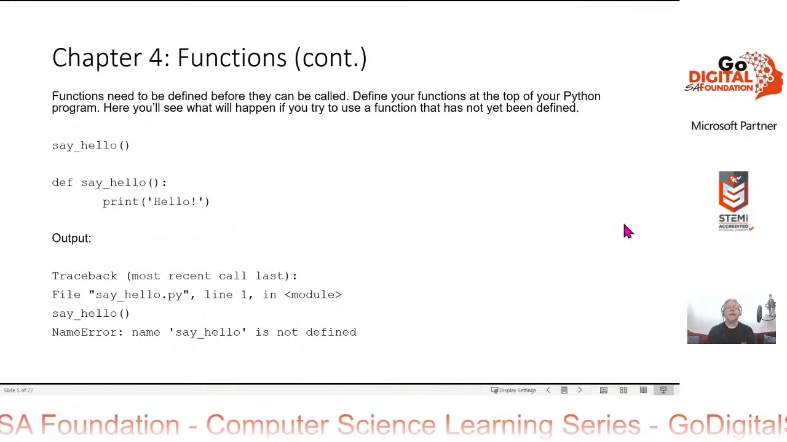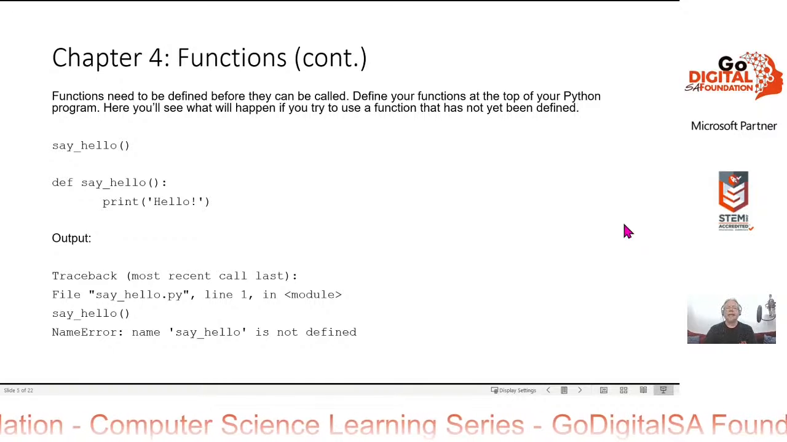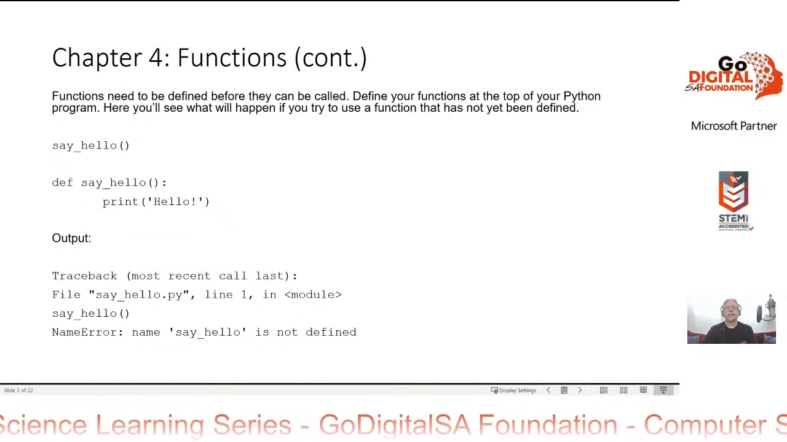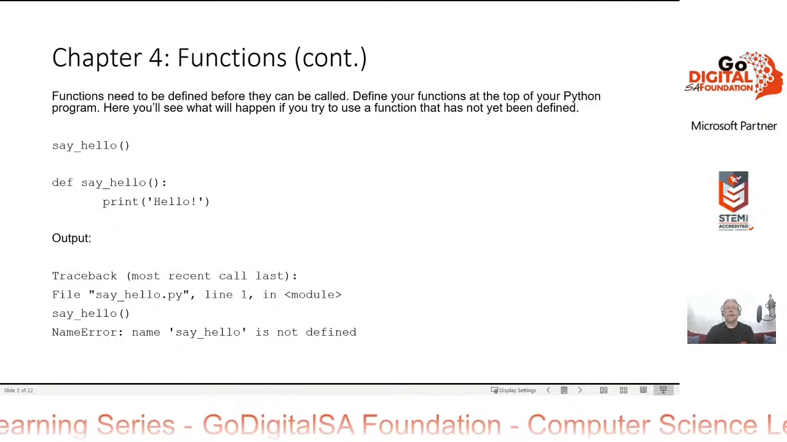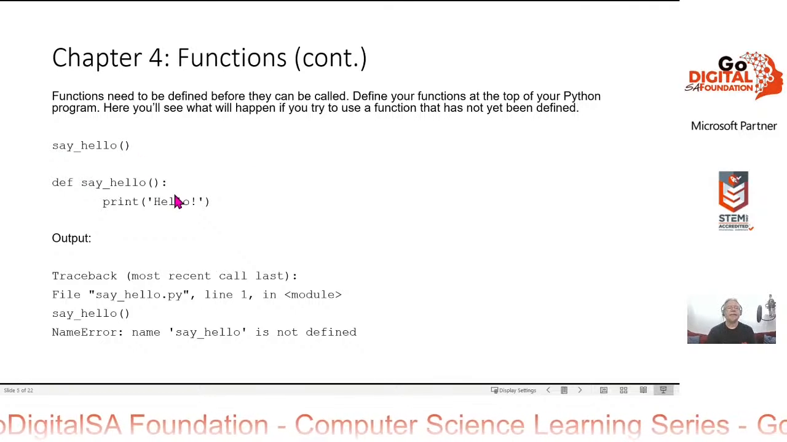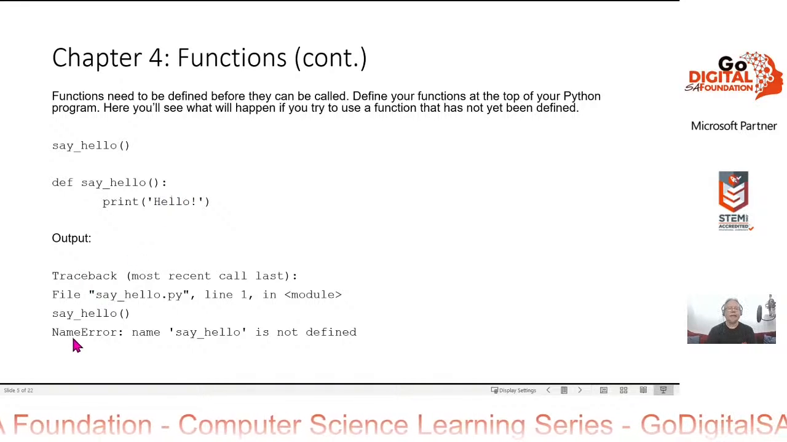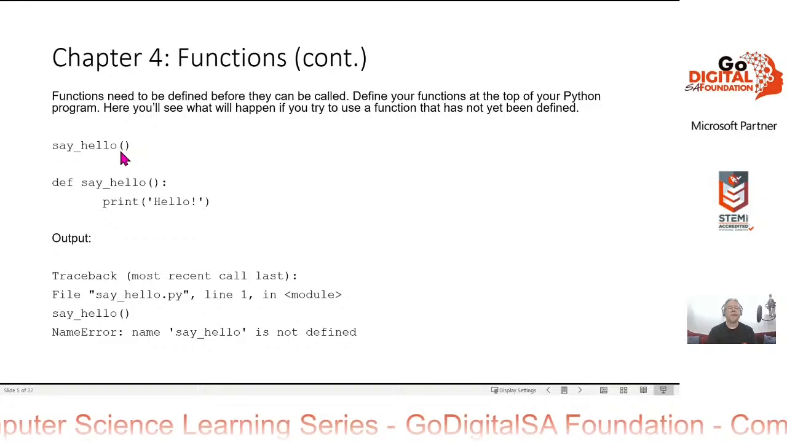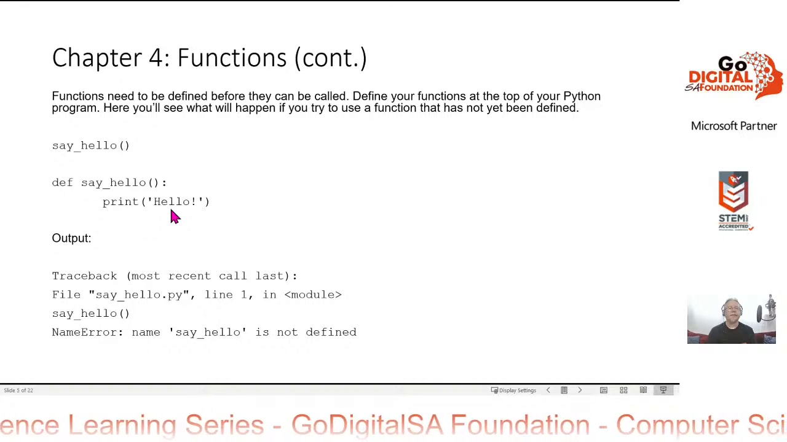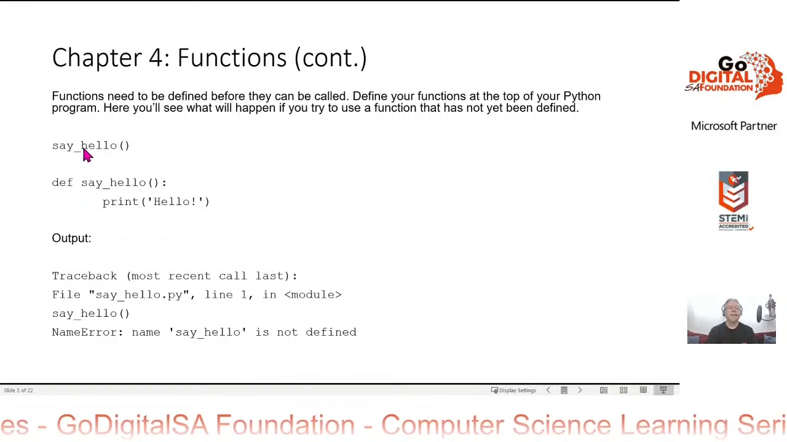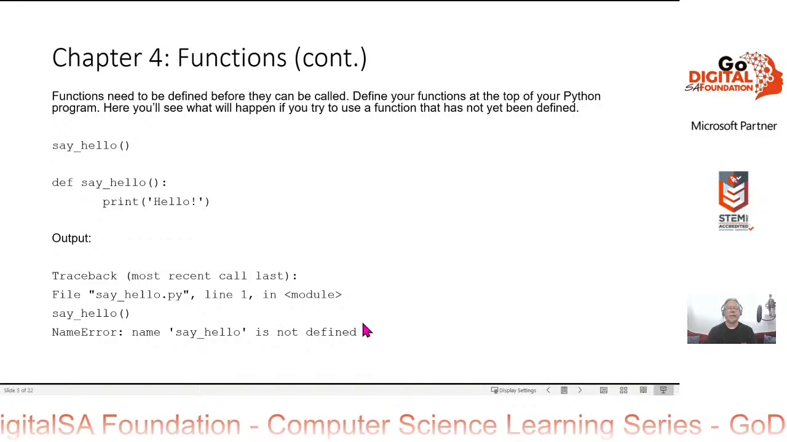Functions need to be defined before they can be called. Define your functions at the top of your Python program. Here you'll see what happens if you try to use a function that has not been defined. If you try to call the function and then define it, then the output will say NameError: name 'say_hello' is not defined. We've tried calling a function and then defining it, but because it isn't defined yet, this will create this error.